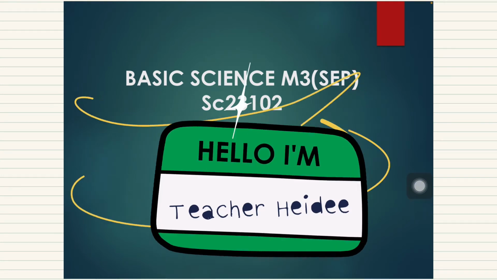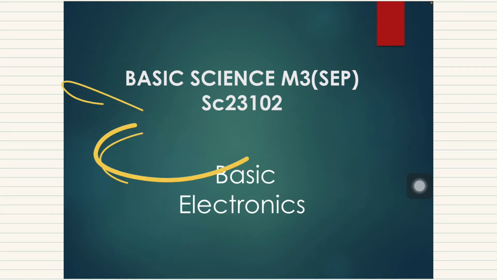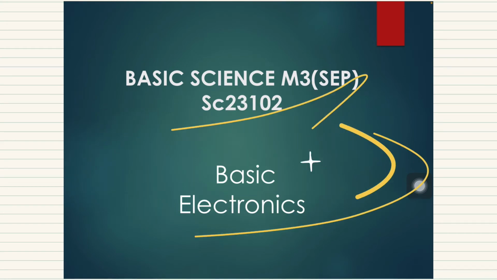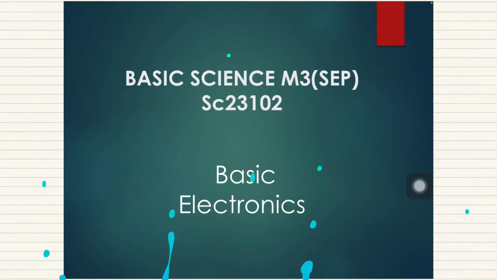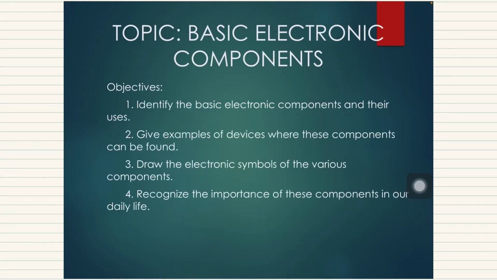So our subject is Basic Science in Matheum 3 with the code of SC23102. So for today, we are going to study all about this topic. Okay, it's all about basic electronics.